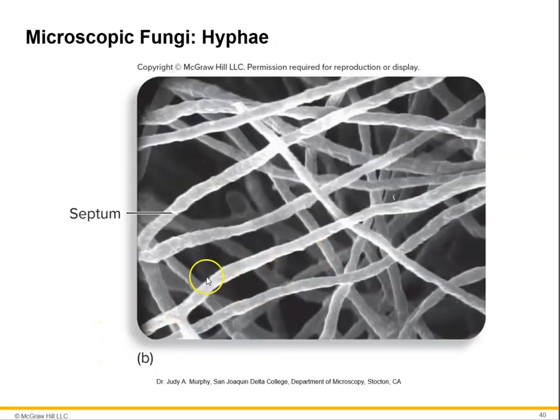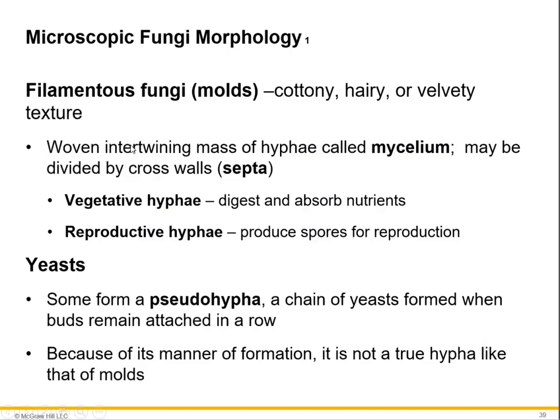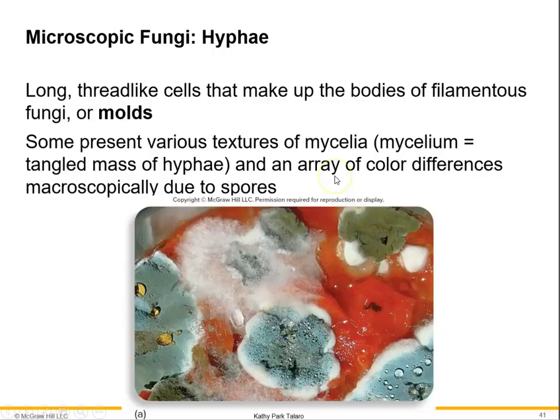Okay, so this is what hyphae look like zoomed way in. And you can see they're kind of like strands of hair. Molds, or the filamentous fungi, are going to look more like this on gross appearance. So you can see there's kind of this fuzzy, cottony appearance to them. And this is because of those mycelia. Singular is mycelium, and that's that tangled mass of hyphae. Okay? So that's why they look so furry.